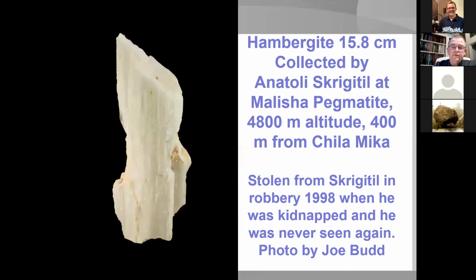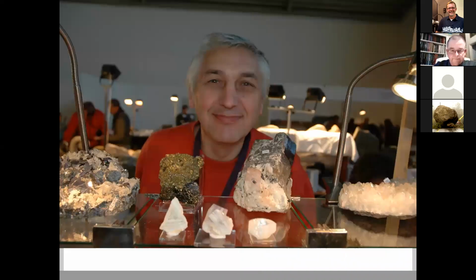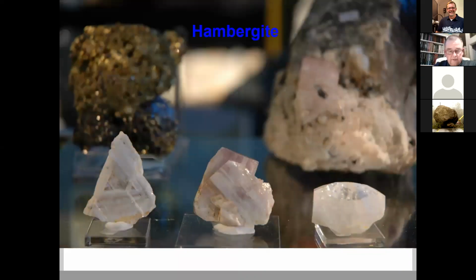Here is the 15.8 centimeter hambergite collected by Squiggletail. Unfortunately, it was stolen from him. He was robbed in 1998, and he disappeared, mostly with gem quality cut stones and gem rough from his home, and nobody ever saw him. And this specimen popped up in the USA. Here are hambergites from Doroshny, where we saw the pegmatite.